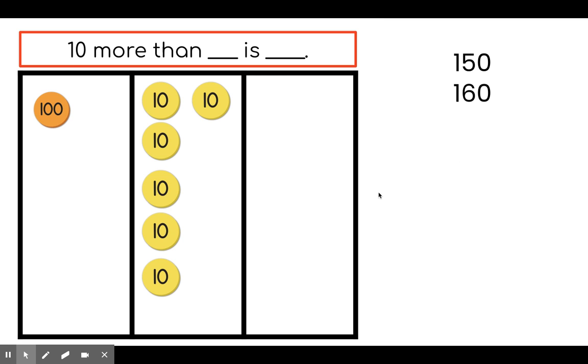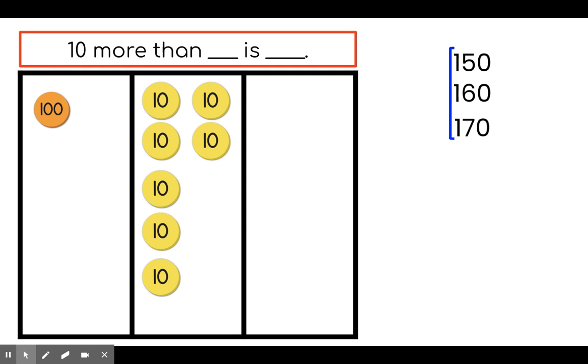I'm going to add another 10 place value disc. Watch closely. There it is. Now what do we have represented on our place value chart? 170. Let's use our statement to use the new number that we have and use it with our old 160. 10 more than 160 is, what's the number we have now? 170.